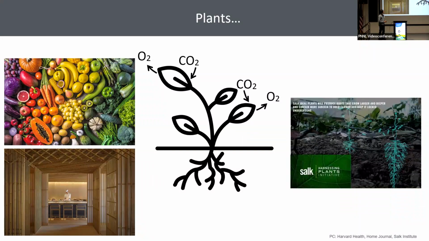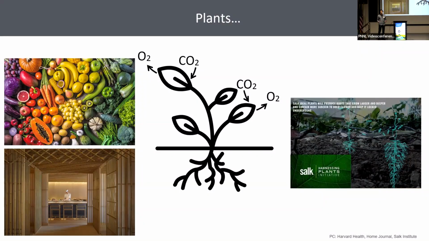At the Salk Institute, where I came from, there's an initiative called the Harnessing Plants Initiative, where researchers are trying to engineer plants so that they can absorb as much carbon dioxide as possible from the air and lock it deep into the root, deep under the soil, to solve climate change. If this ambitious project is successful, our relationship with plants is going to be even stronger.